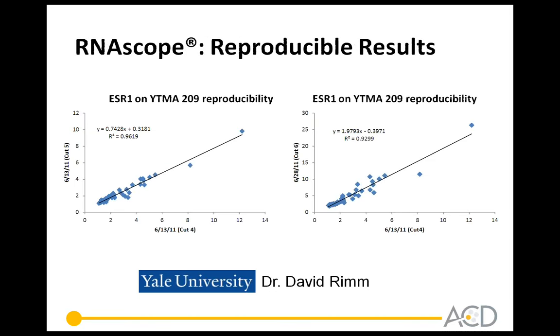And lastly, the RNAscope technique is very robust and reproducible, especially if you use an automated assay. But in this case, this is a manual assay conducted on serial cuts of a TMA. This is work done at Yale University by Dr. David Rimm's labs. And you can see how well and reproducible from slice to slice across multiple cores this assay can be, even when it's run manually in the lab.